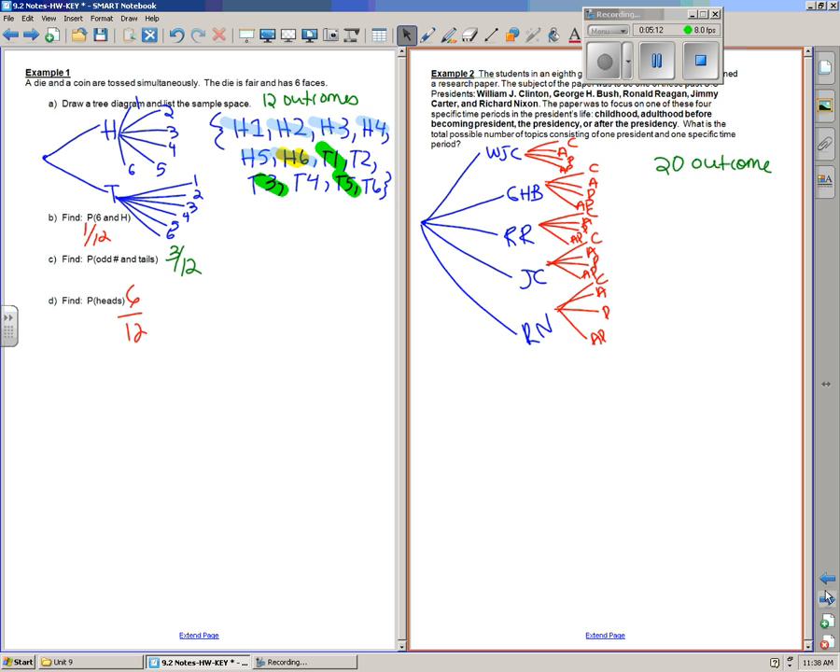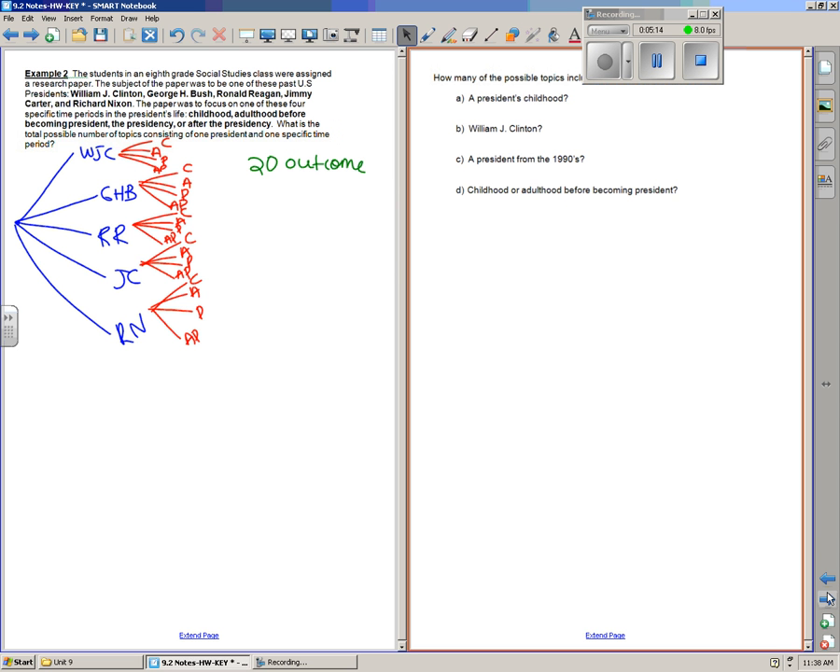Nope, go this way and go this way. So the question then says, well, how many of the possible topics include a president's childhood? Well, a president's childhood, there are 5 of those. Childhood, childhood, childhood, childhood, and childhood. I missed it somewhere right here.